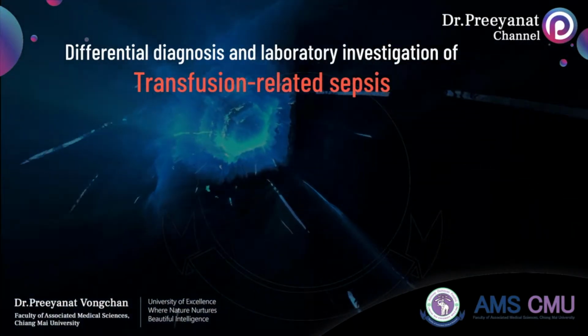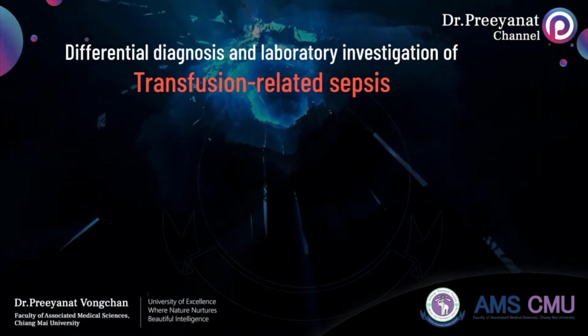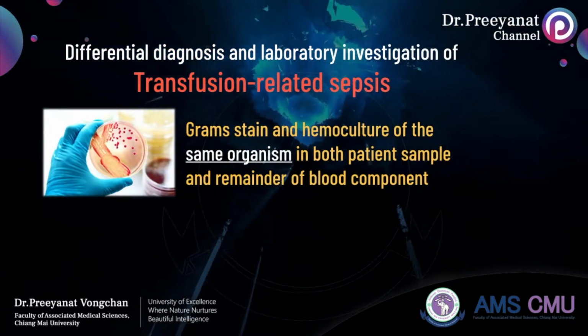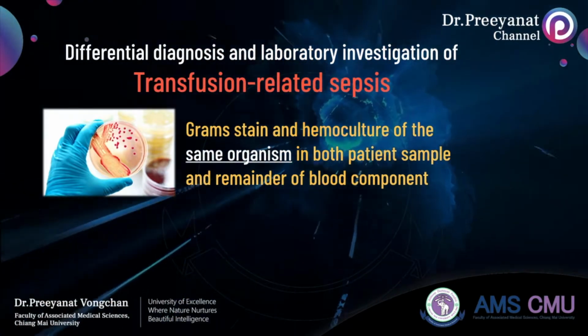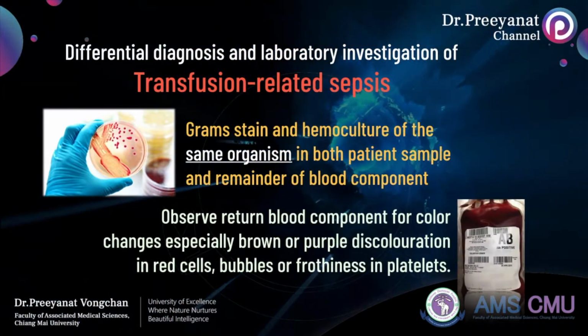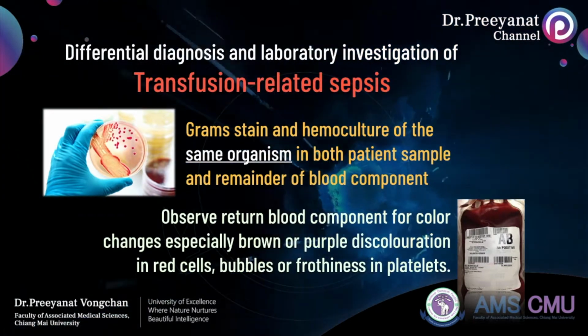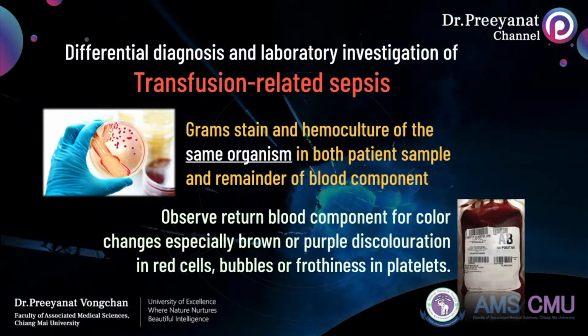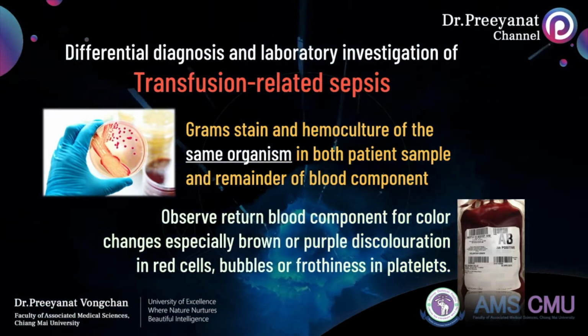The key to diagnosing transfusion-related sepsis includes, first, finding the same organism in both the patient and the remainder of the blood component. Second, color changes, especially brown or purple discoloration observed in red blood cell units, and bubbles or frothiness in platelets.